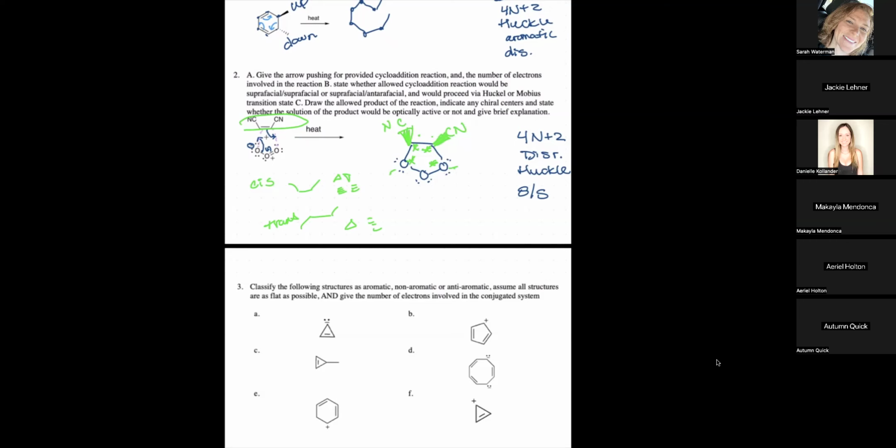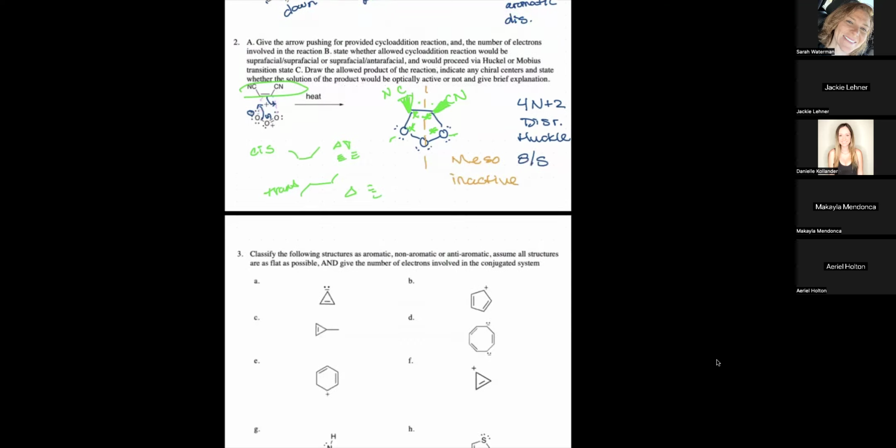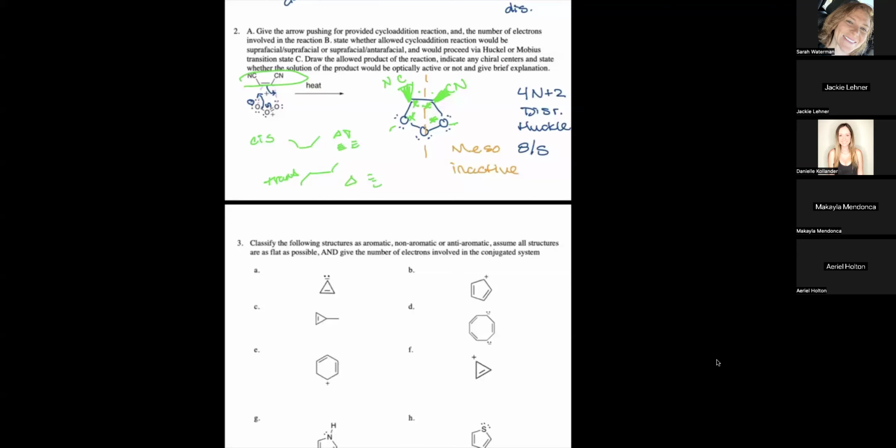And then what do we want? What do we say about optically active or not? And why or why not? I'm going to give you a hint. It's not. Then it's a meso compound. It's not. Yeah. Inactive, right? Yep, exactly. Everybody sees why, right? The mirror image. Anybody have any questions so far?